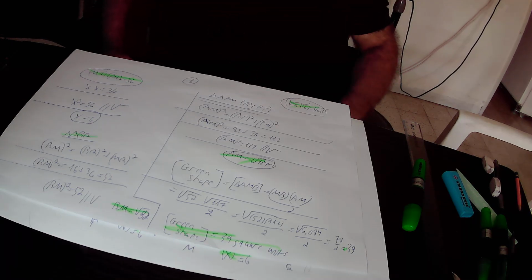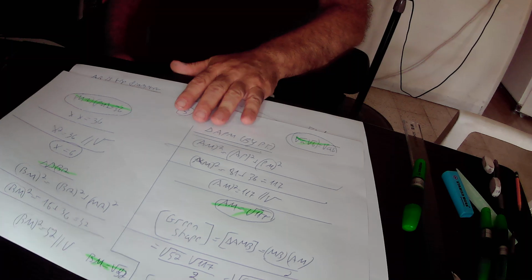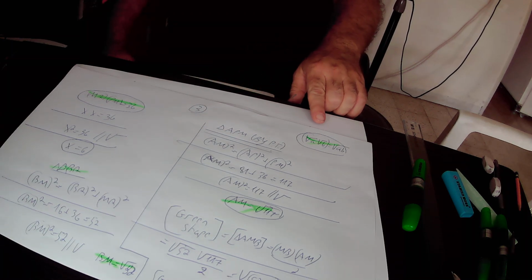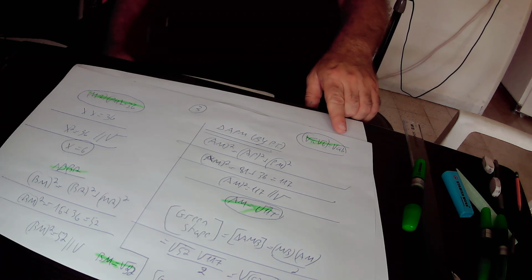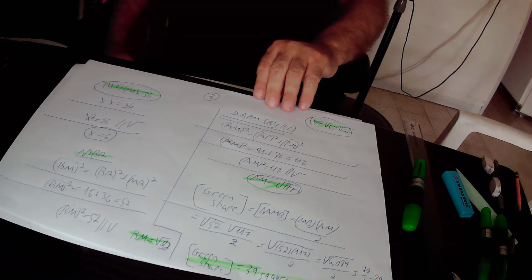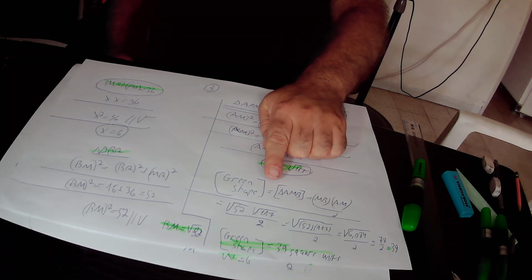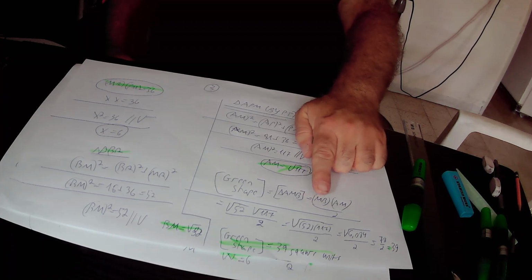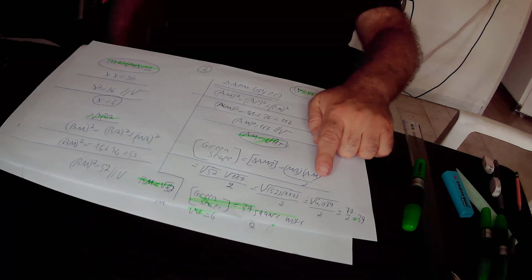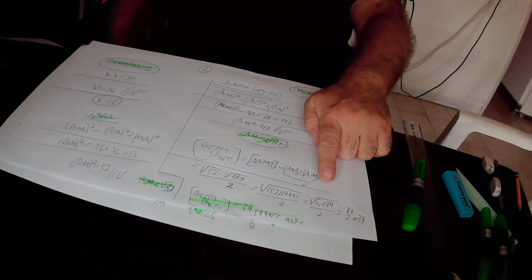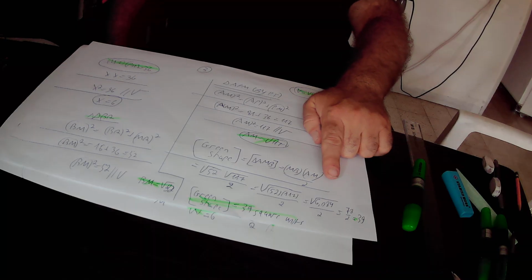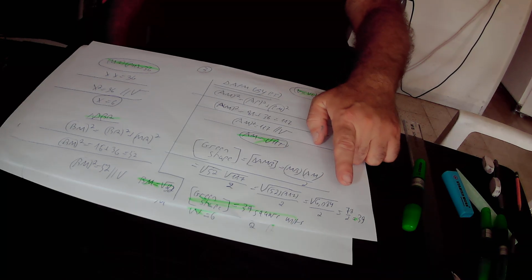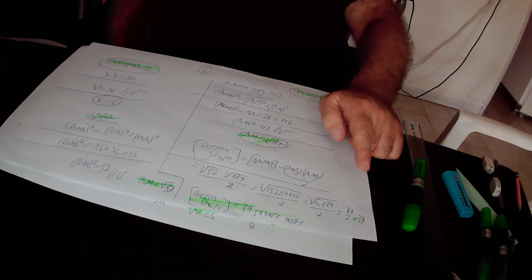We have the algebraic identity that says the square root of a times the square root of b equals the square root of a times b. Therefore, the square root of 52 times the square root of 117 will be equal to the square root of 52 times 117, divided by 2. 52 times 117 is 6084, and the square root of 6084 is 78, divided by 2. 78 over 2 is 39.